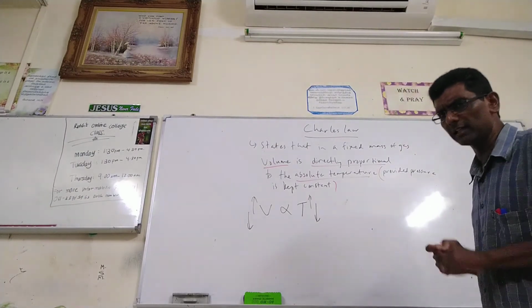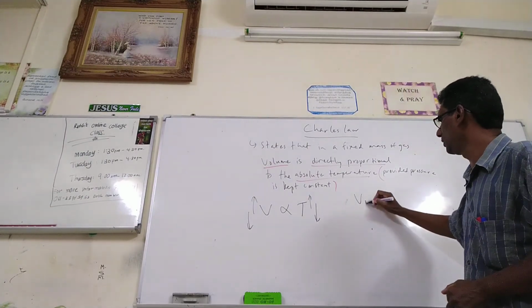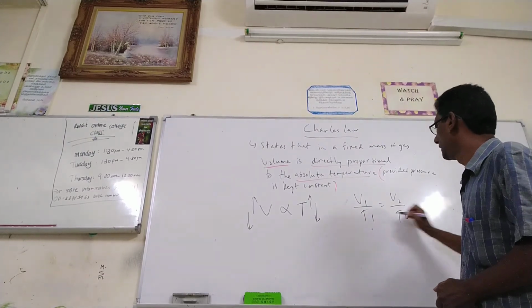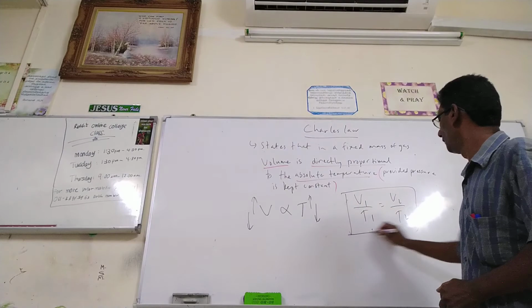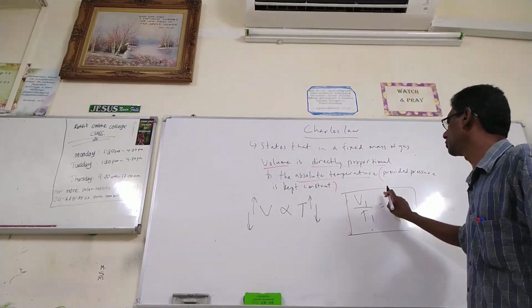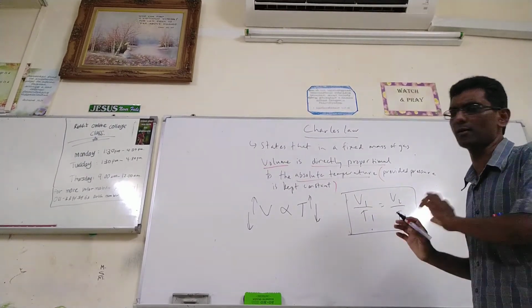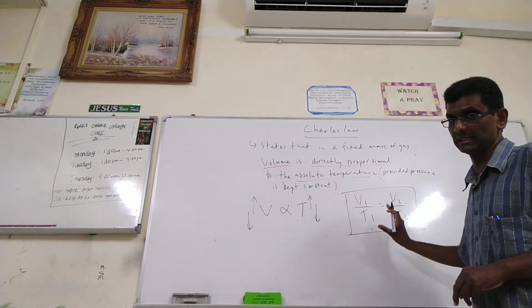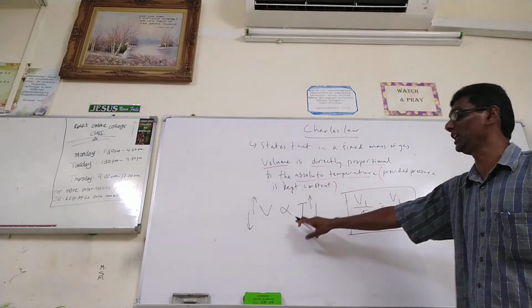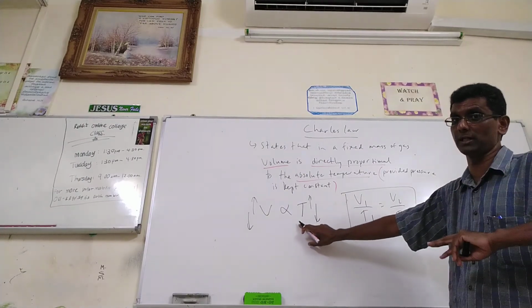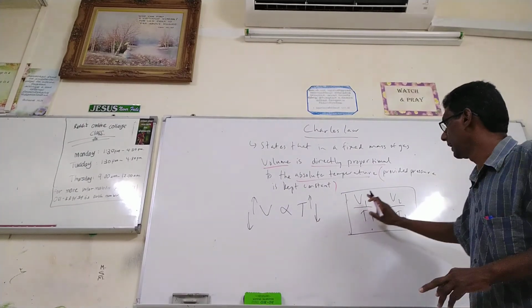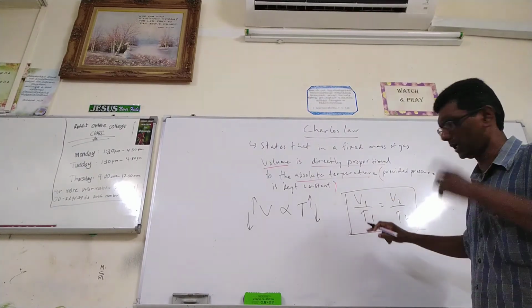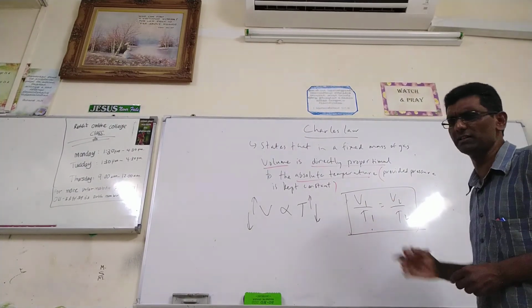The formula for this one is V1 over T1 equals V2 over T2. This is the Charles' law formula. This Charles' law formula is a relationship between volume and temperature. V is volume and T is the temperature.